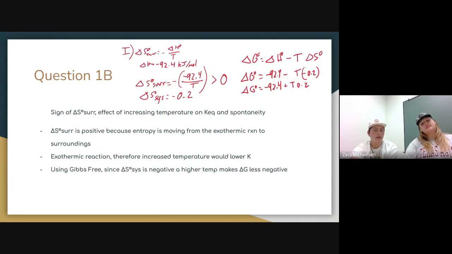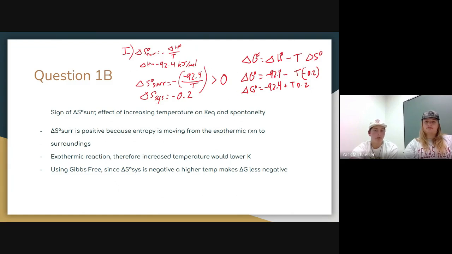Question 1B. The sign of the standard molar entropy of the surroundings is positive. The equation for this is standard molar entropy of the surroundings equals negative change in enthalpy over temperature. Since the reaction is exothermic, it will have a negative sign, and a negative times a negative equals a positive.